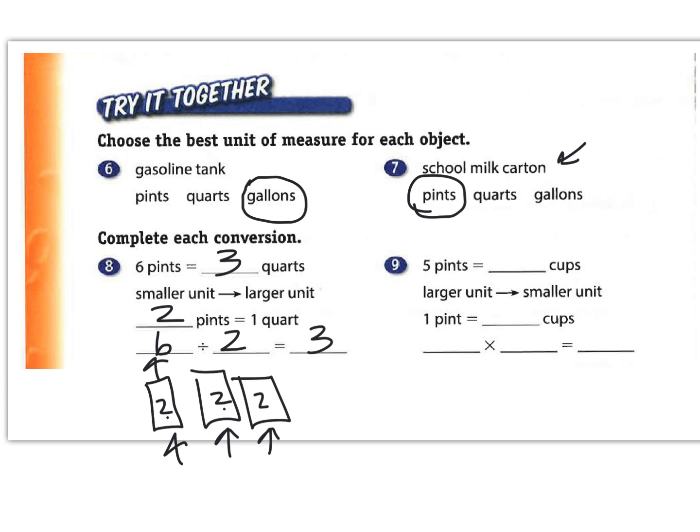Now 5 pints equals how many cups? Well, 1 pint equals 2 cups, and you can always use that chart if you need to. But 5 times 2 is 10. So 5 pints equals 10 cups.